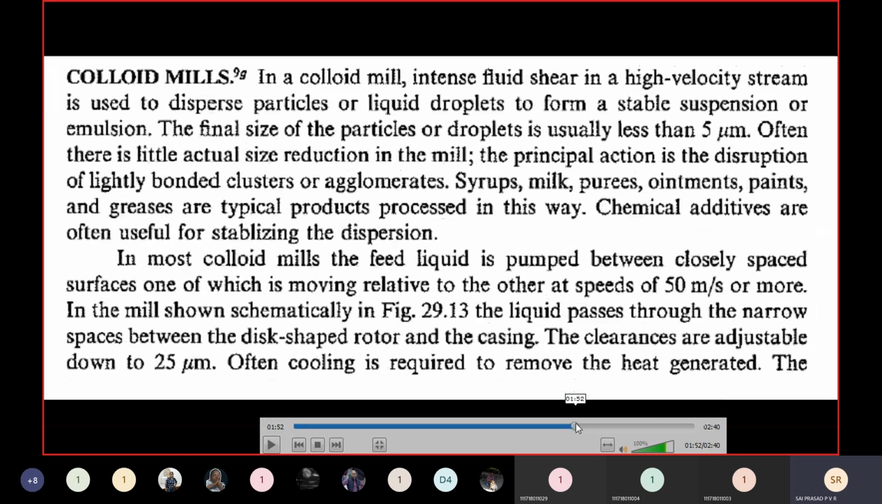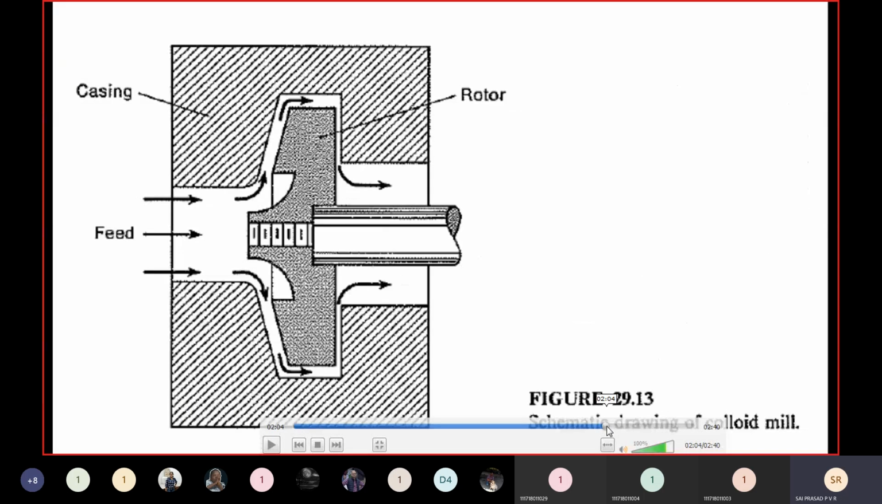Colloid mills are very important. Before that, we have a diagram for the colloid mill. So this is the diagram of a colloid mill. We see in the theory that the ointments and some of the pastes are made with this. It's a very simple diagram.